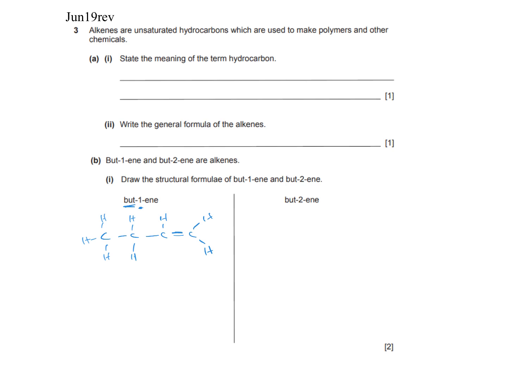Compare that to but-2-ene. So again, I need 4 carbons, but this time the double bond starts on carbon number 2. Now I finish it with hydrogens. 1, 2, 3, 4. There's butene.